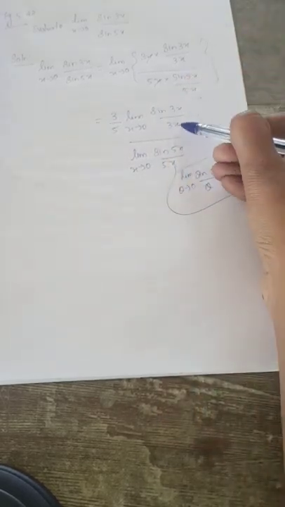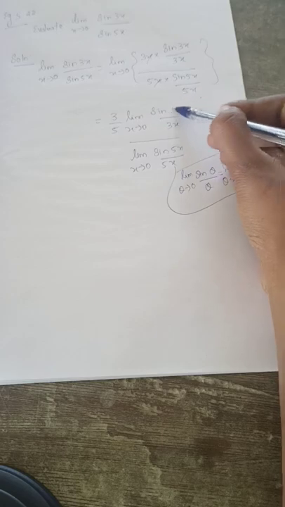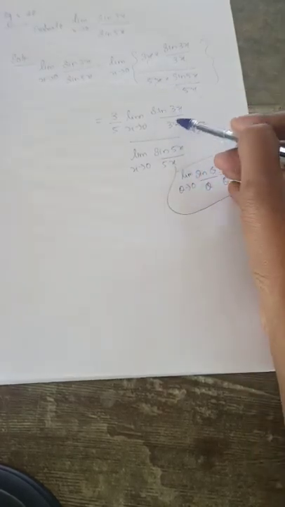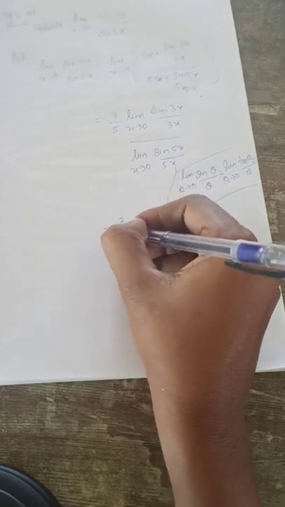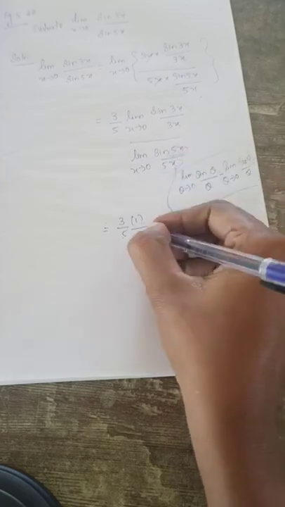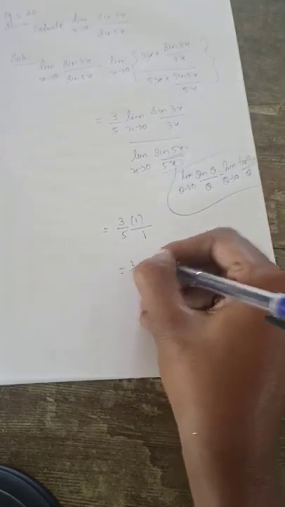Now see, sin theta divided by theta, in the place of theta it is 3x. Is it right? So same as that, theta is 3x. So sin theta divided by theta, what's the value? 1. So numerator, 3 by 5 into 1. Denominator, it is also theta, it is 1. So what's the answer? 3 by 5.